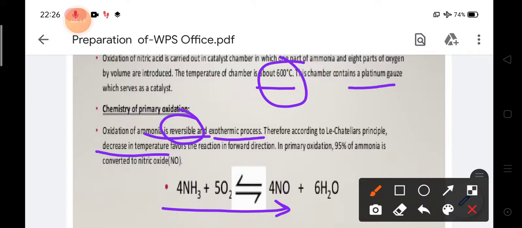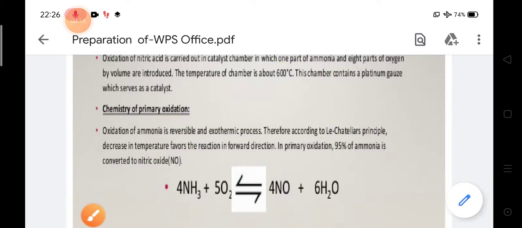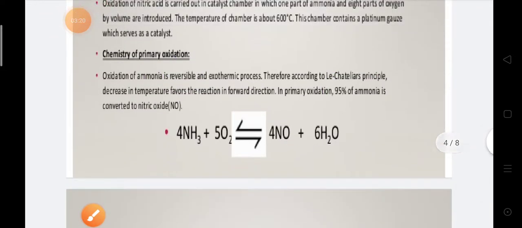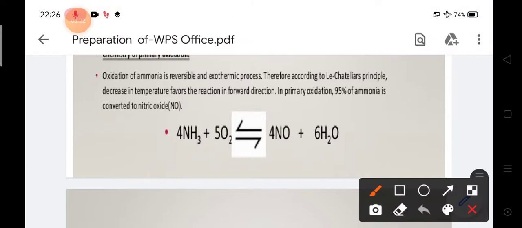In the primary oxidation, 95% of ammonia is converted to nitric oxide, that is NO. Here is the reaction: 4NH3 plus 5O2 makes 4NO plus 6H2O. This is the requisite product of this reaction, and the intermediate product of this Ostwald process.